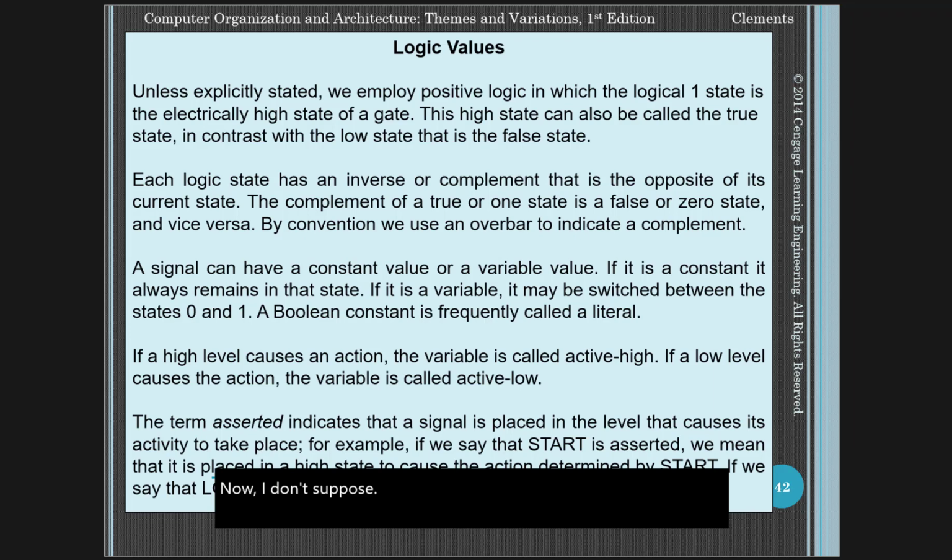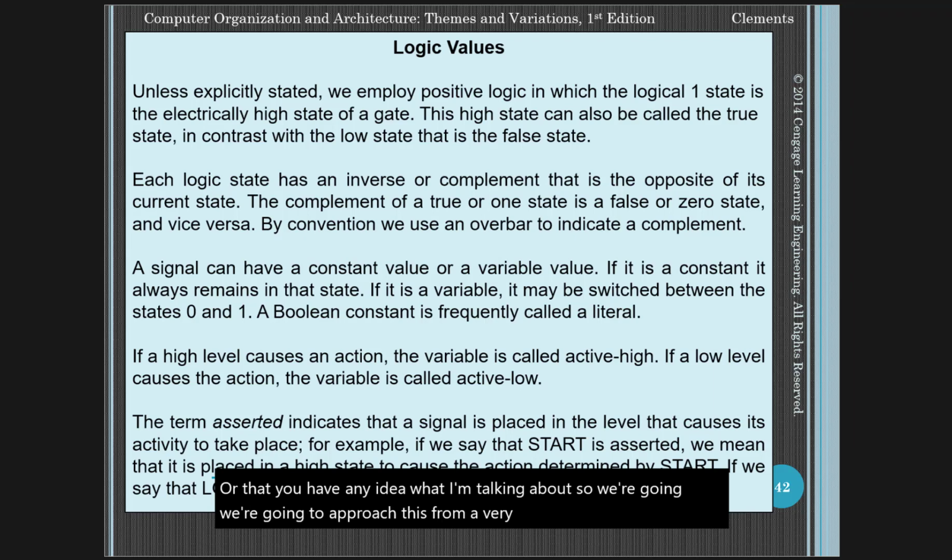Now, I don't suppose that any of you have had any kind of foundational course in electronics or electronic circuits, or that you have any idea what I'm talking about. So we're going to approach this from a very introductory stance. For those of you who maybe have, awesome. But let's talk about logical values.